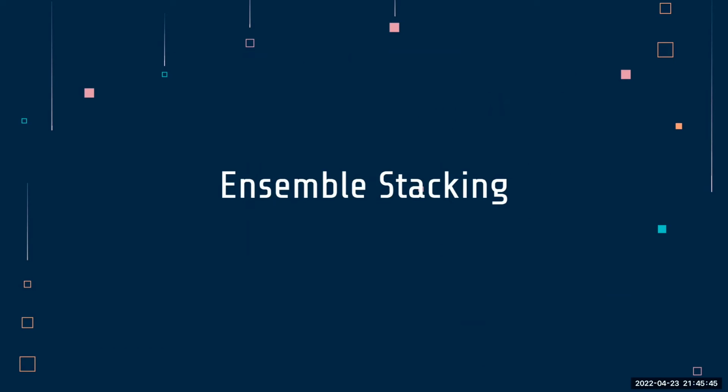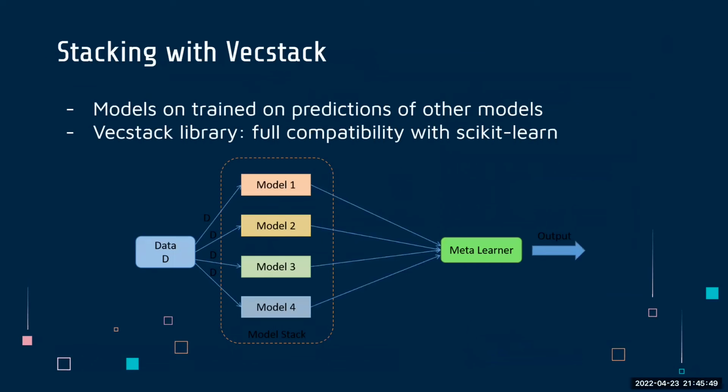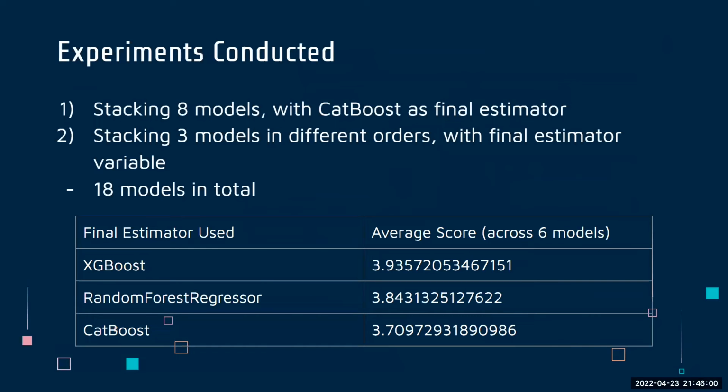To improve our scores, we also tried ensemble stacking. Stacking is an ensemble method where the predictions of a model are used as features for another model. In our case, we used the VecStack library due to its straightforward APIs and full compatibility with scikit-learn. There were 3 main experiments conducted. The results of these experiments will be shown and explained in the later section.